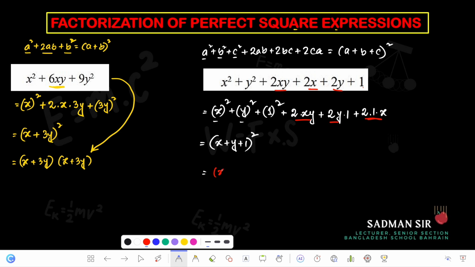So finally we can write that this is equal to x plus y plus 1 into x plus y plus 1. Again I have written this expression as a product of its factors. This will be our answer, and this is the process of factorization of a perfect square expression. I hope it is clear.